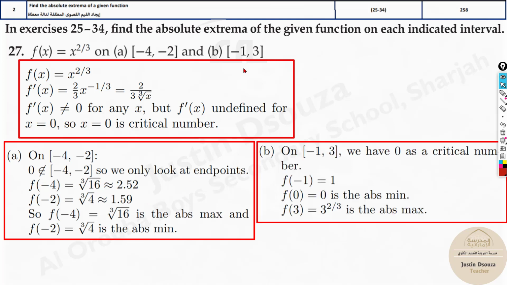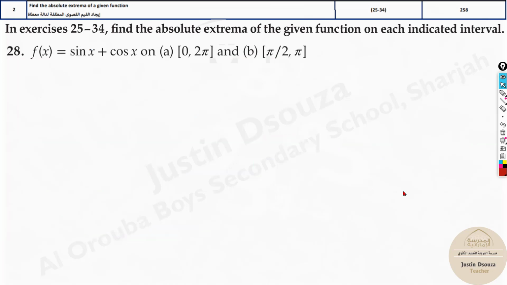Same thing here, but here the 0 is within this interval, so all three values you need to substitute and solve. So you'll get it. And over here, when you put 0, you'll get 0. -1 will be 1. And over here, you get more than 3. When you put 3, it'll be 3 to the power 2 by 3. So which is the maximum? Obviously, 3 to the power 2 by 3. And minimum would be 0. So that's how we solve it.